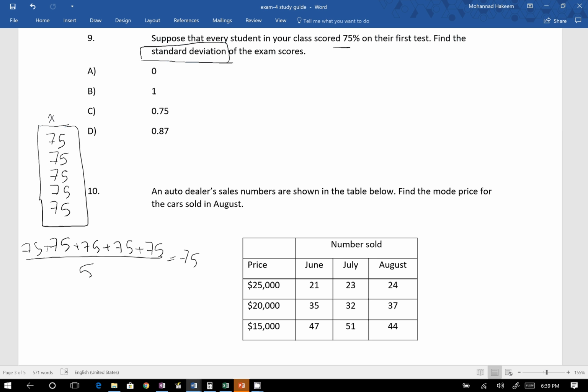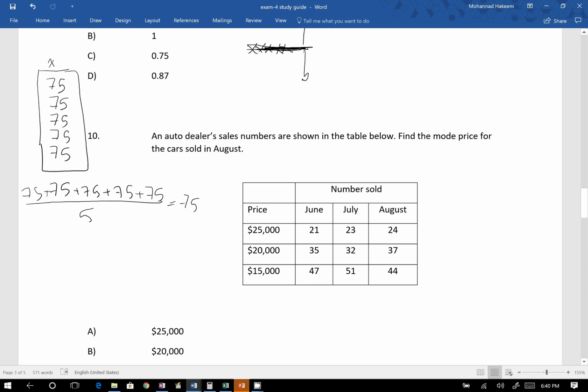What will be the standard deviation? It will be 0. Why? Because the standard deviation measures the spread around the average. And guess what? All of these students scored exactly the same thing. So the answer is 0.